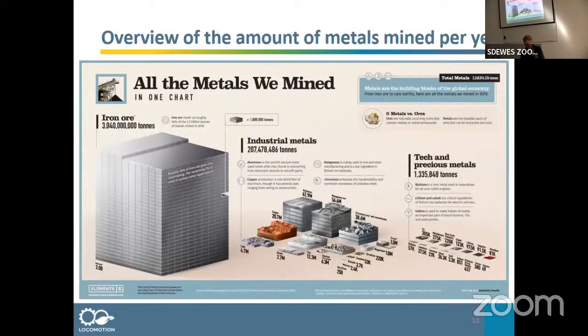So here you can see an illustration of how much materials we mine, and you can see by vast majority it's iron ore, like it's giant amounts. And then followed by aluminium and manganese and copper. And then on the right-hand side, you can see the technological materials. So that is precious metals, rare earths that are used in electronic devices.